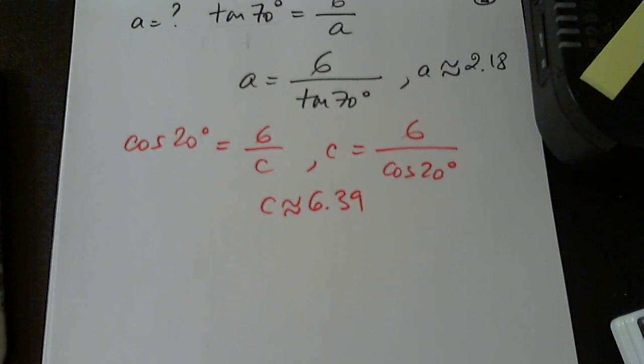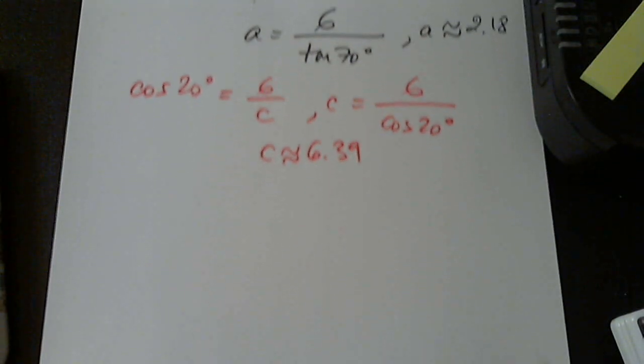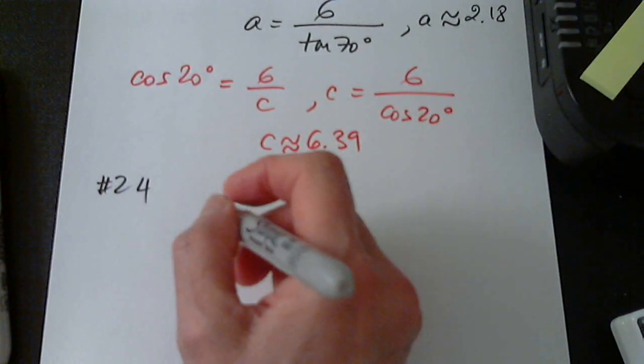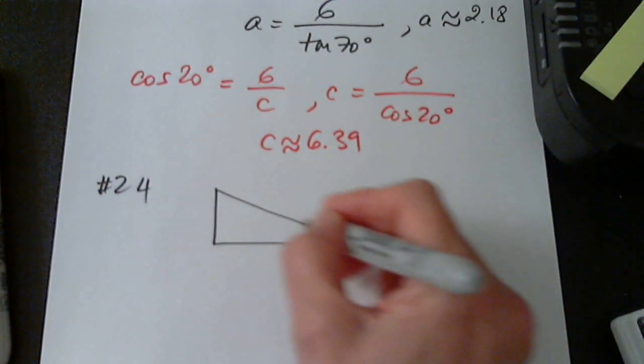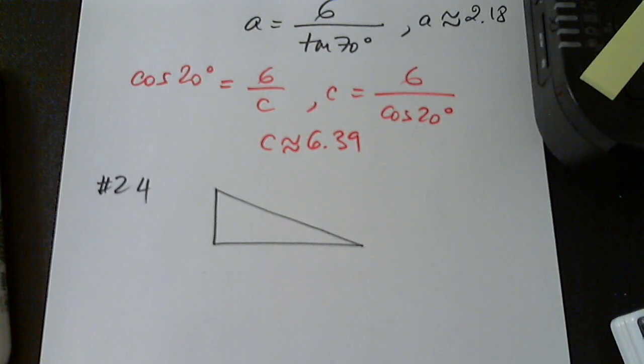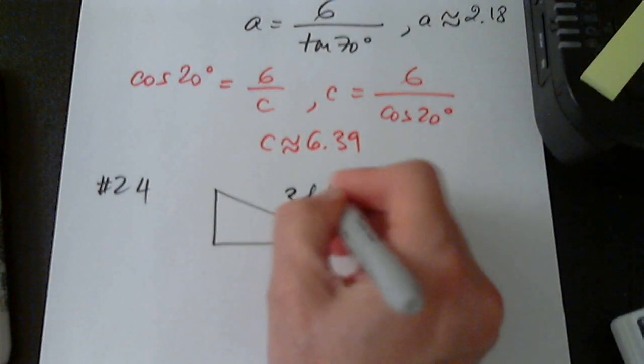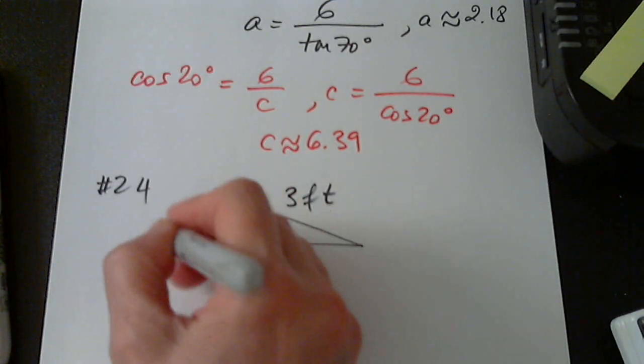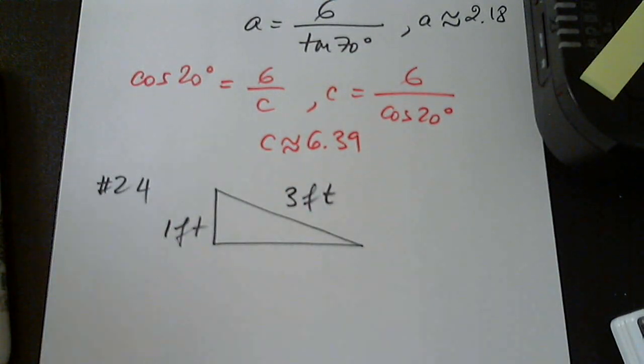So now let's look at, where is my handout? Right here. Let's look at a couple of word problems. For example, the hypotenuse of a right triangle is 3 feet. If one leg is 1 foot, find the degree measure of each angle. So let's start with this, and then we'll continue with others. So that's 24. So we have a right triangle. They're telling us that the hypotenuse is 3 feet. If one leg is 1 foot, find the degree measure of each angle.